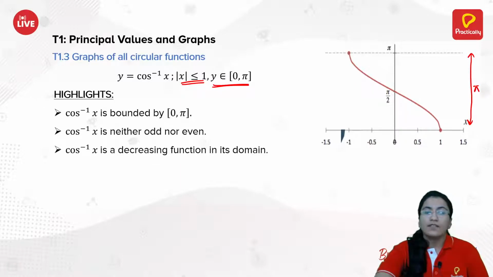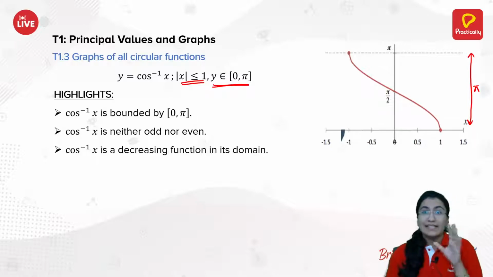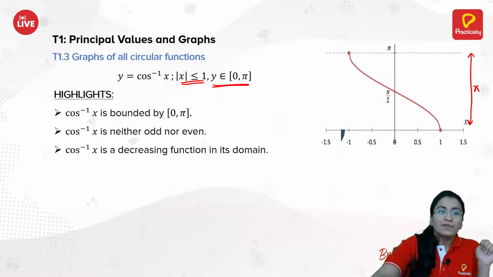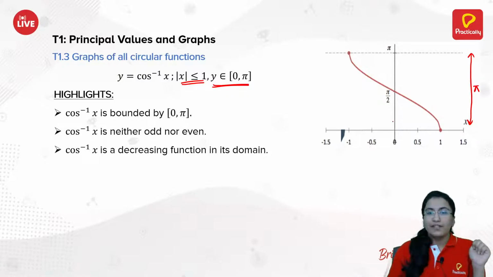Next, cos inverse x is a decreasing function in its domain. If you only work in the domain, then you can comment on all these things which are written over here. If you're not working in the domain, even the inverse function is not defined, right? So cos inverse x is a decreasing function in its domain, which you can even see from the graph.